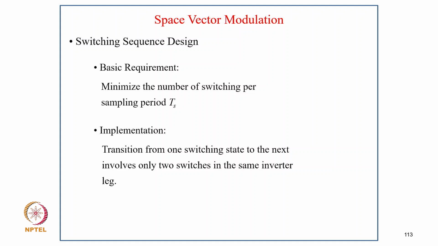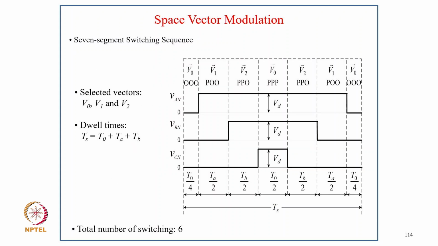So now coming to switching sequence design, the basic requirement is to minimize the number of switchings per sampling period TS, and in implementation, the transition from one switching state to the next involves only two switches in the same inverter leg. So now, taking a 7 segment switching sequence, the selected vectors are V0, V1 and V2, with dwell times such that TS equal to T0 plus TA plus TB. So you can say the total number of switchings is 6 here.